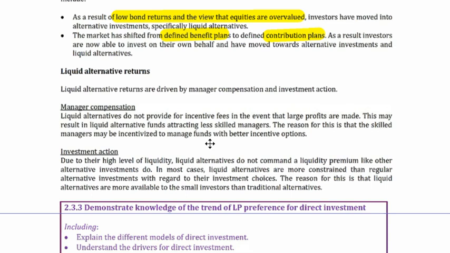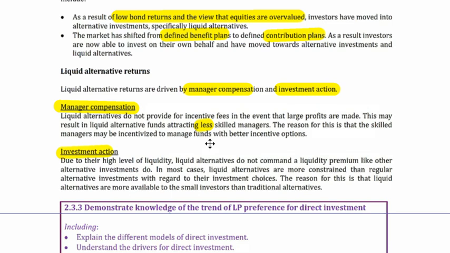What are some of the returns? Liquid alternatives are driven by two key components: manager compensation and investment action. Regarding manager compensation, liquid alternatives do not provide for incentive fees, even when large profits are being made. Generally speaking, liquid alternative funds tend to attract less skilled managers. Why is that? Because the more skilled managers will say, I don't want to be subject to no incentive fee. I want to be in a fund where I can get a nice big incentive fee, so I'm going to go to the illiquid alternatives.